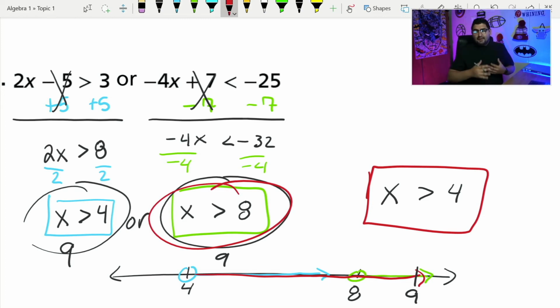Okay, and that's how this inequality works. I usually just take whichever one was the lesser, the smaller value, which in this case was 4, and it'll cover everything for both inequalities. Kind of different, but that's how this one works.